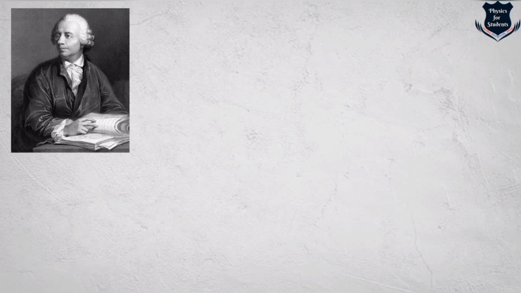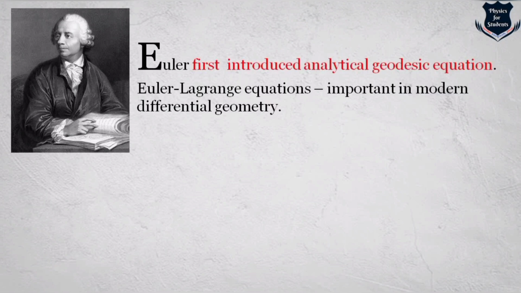Well, what can you tell about this great person? Leonhard Euler, being a student of Johann Bernoulli, first used the analytical geodesic equation. This is very important later in differential geometry as well as in the development of Einstein's general theory of relativity. Euler was the first person to introduce the analytical geodesic equation, and he also introduced the concept of intrinsic geometry, and most importantly the Euler-Lagrange equations are very, very important in modern differential geometry.